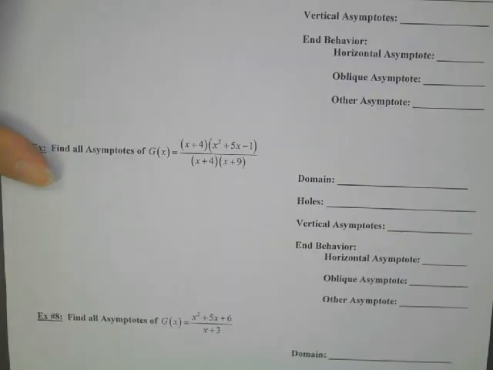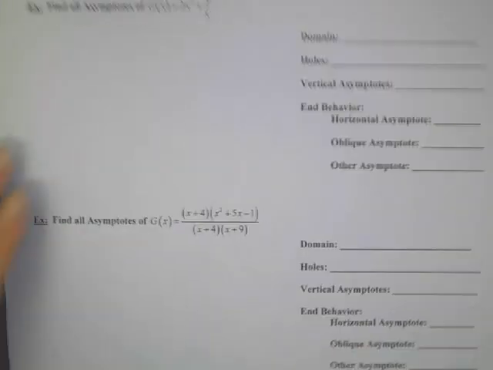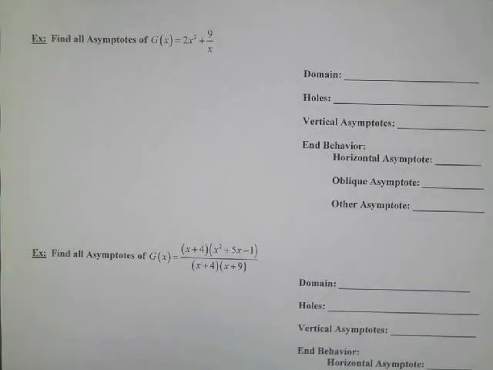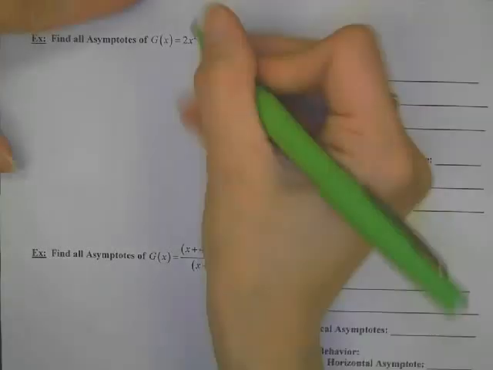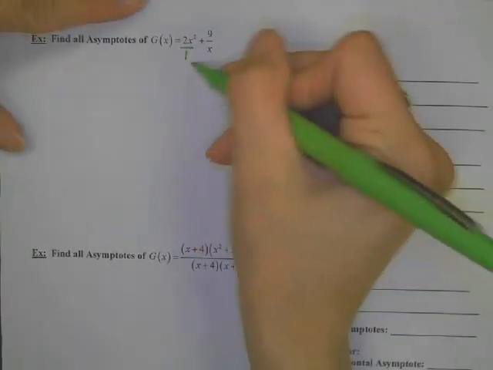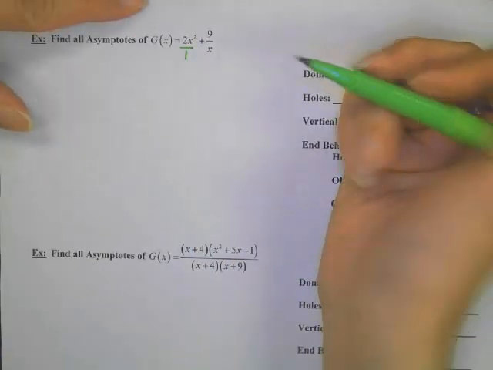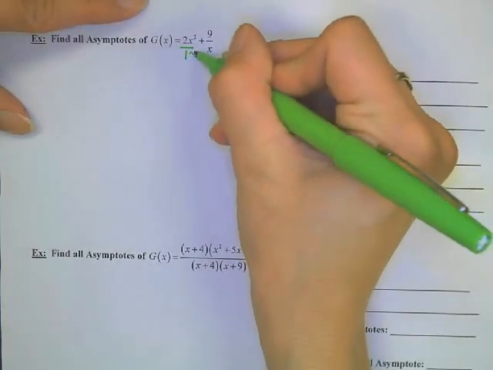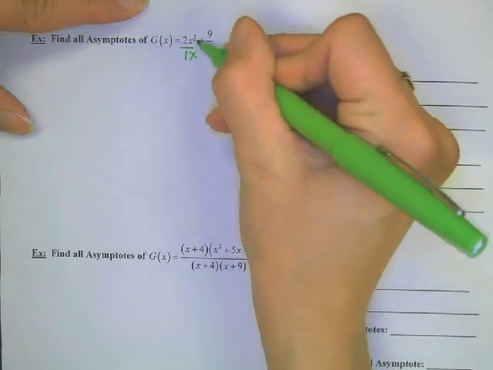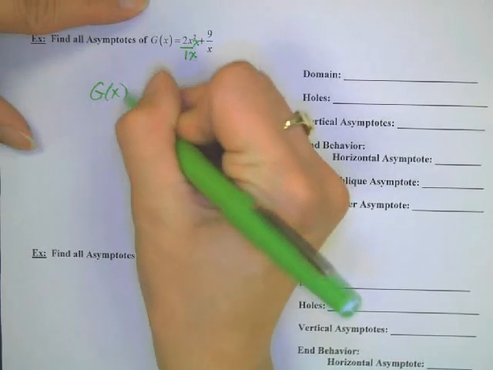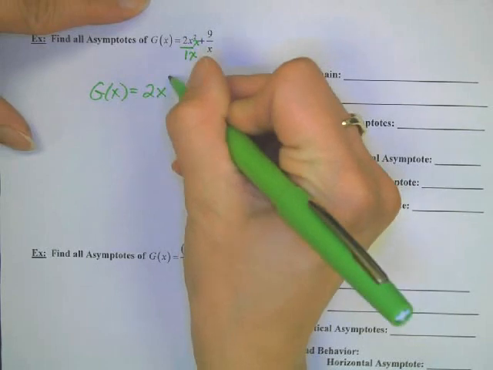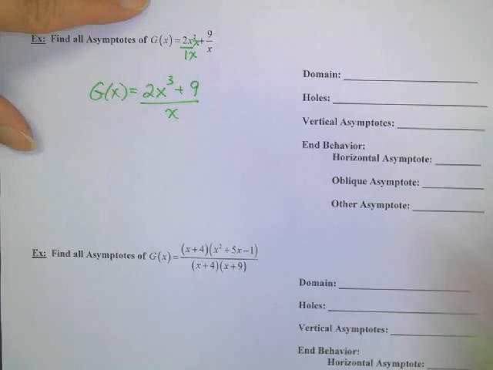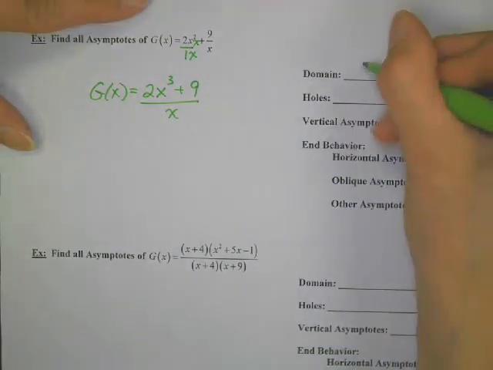Okay, let's do a couple more problems. This one is kind of interesting because it's kind of all separated. So I think what would be a really good idea is to put this over 1 and maybe make some common denominators. So this first term here needs to get multiplied by x on the bottom, which means that whatever you do to the bottom, you have to do to the top. So g of x equals 2x cubed plus 9 all over x. Okay, that looks a little easier to work with.